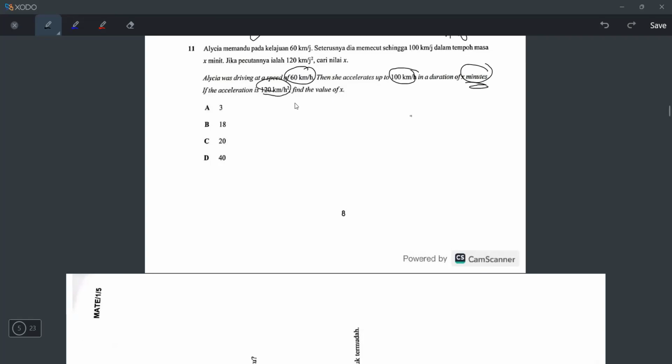So I think we need to use the acceleration formula. I think so. Because this question is about acceleration. So what's the formula for acceleration?